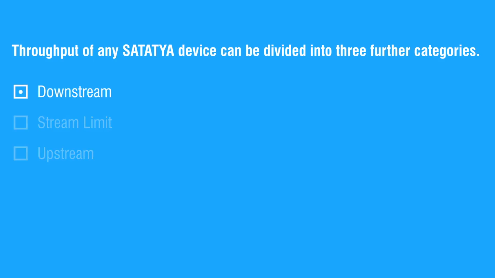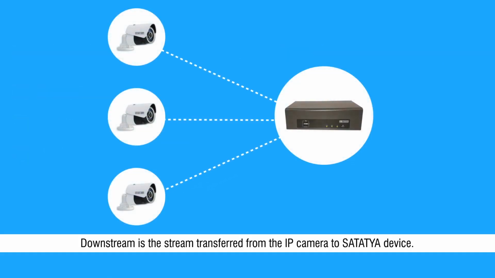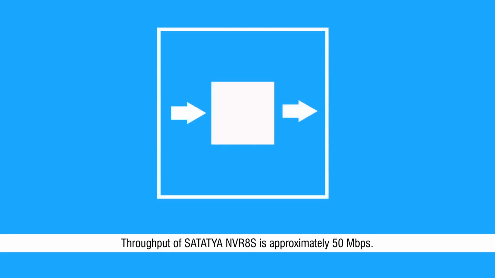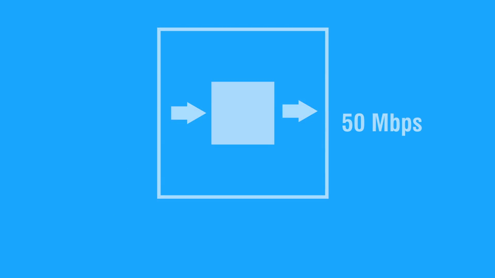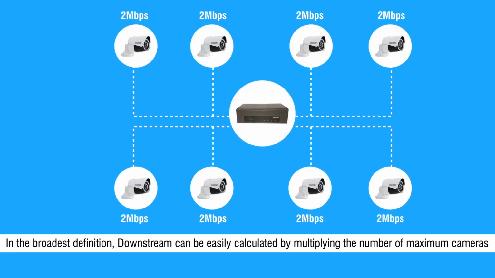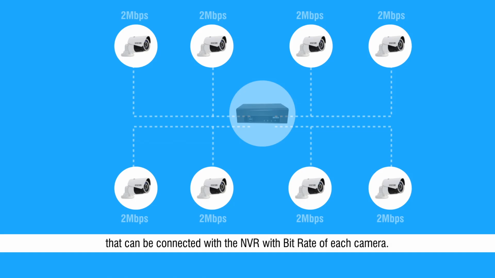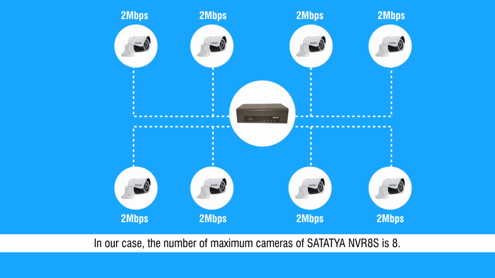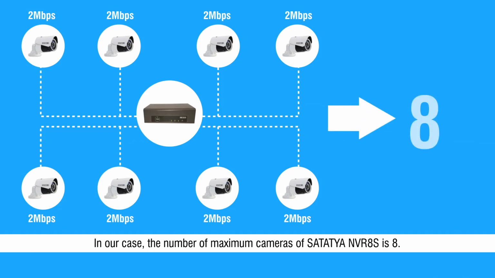Let us understand about downstream. Downstream is the stream transferred from the IP camera to SATATYA device. Throughput of SATATYA NVR8S is approximately 50 Mbps. In the broadest definition, downstream can be easily calculated by multiplying the number of maximum cameras that can be connected with the NVR with the bitrate of each camera. In our case, the number of maximum cameras of SATATYA NVR8S is 8.